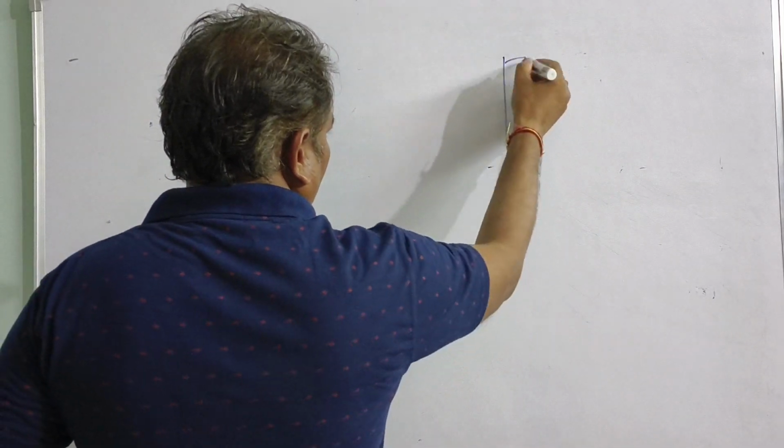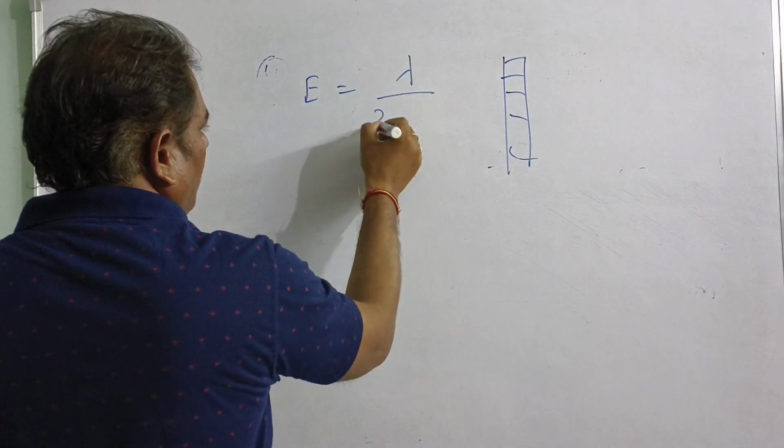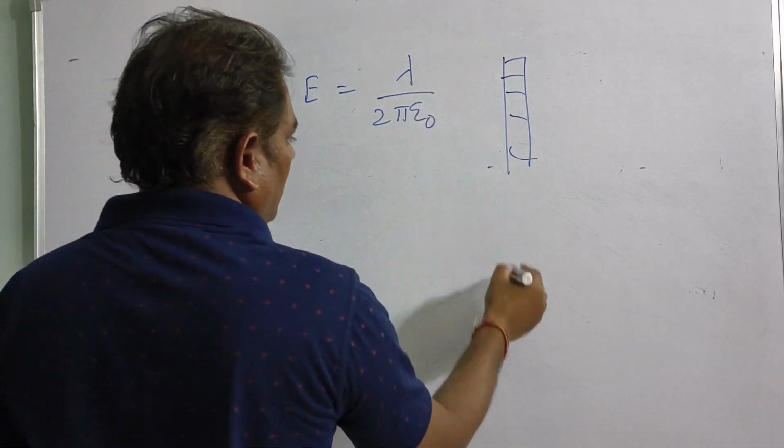Long charged wire. Electric field intensity equal to lambda by 2 pi epsilon naught.